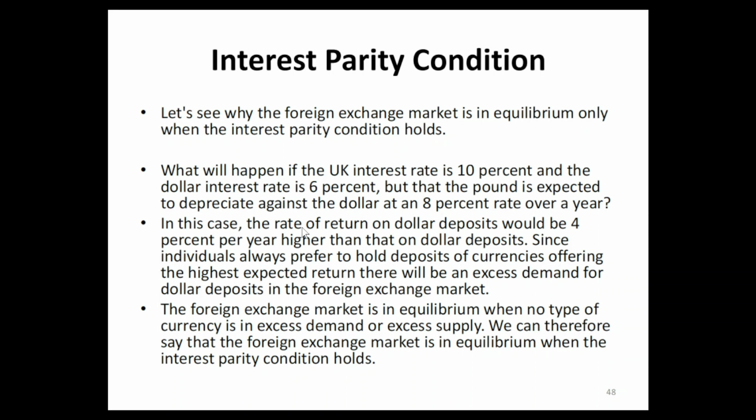So in this case the rate of return on the dollar deposit would be 4% per year higher than that on the pound deposit, right. Since individuals always prefer to hold deposits in the currency offering the highest expected return, there will be an excess demand for dollar deposits in the foreign exchange market, right. So the foreign exchange market is in equilibrium when no type of currency is in excess demand or excess supply, right.